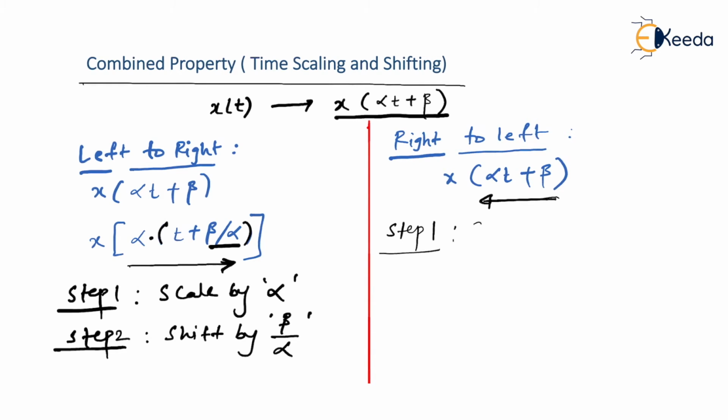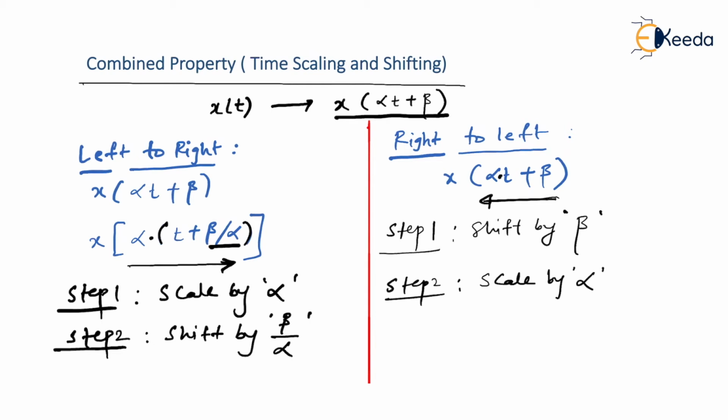So I'm saying in general, shift by beta. Is that right? So once you do that, and when you are moving slowly from right to left, you see the product of t with alpha, and alpha is what we call a scaling factor. Step number two is very simple. We would just say scale by alpha. And let me tell you, the resultant answer is x of alpha t plus beta.